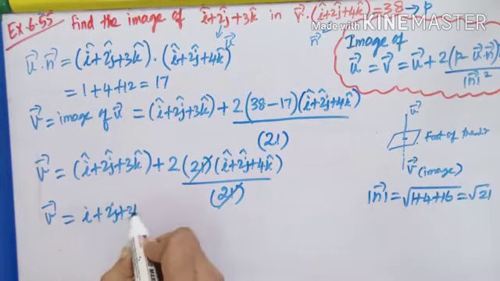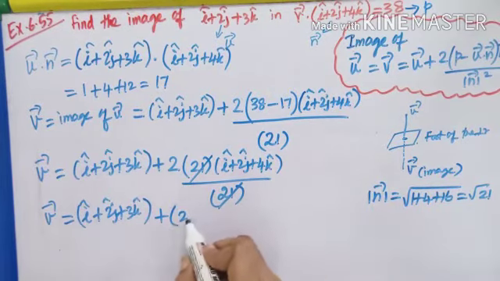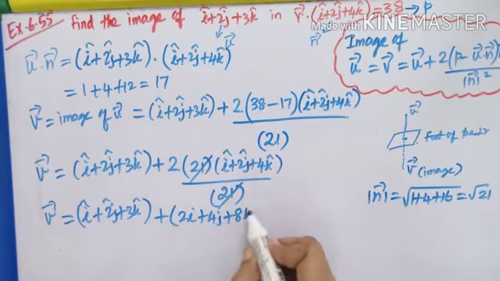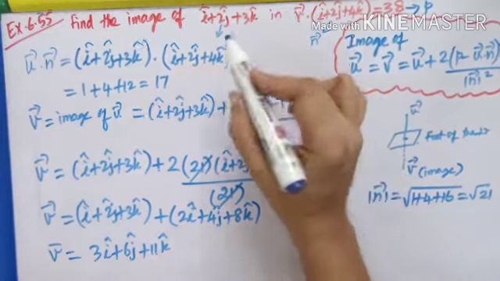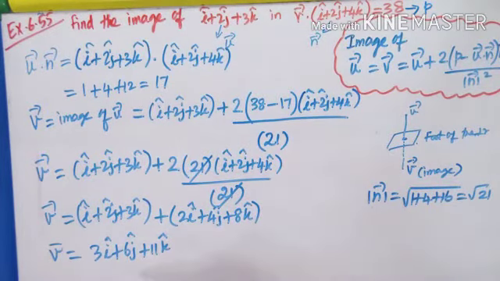I plus 2j plus 3k plus 2 into I, 2 into 2j, 2 into 4k, which is nothing but 3I, 6j, 11k. So we have got the image of the point I plus 2j plus 3k is nothing but 3I plus 6j plus 11k.